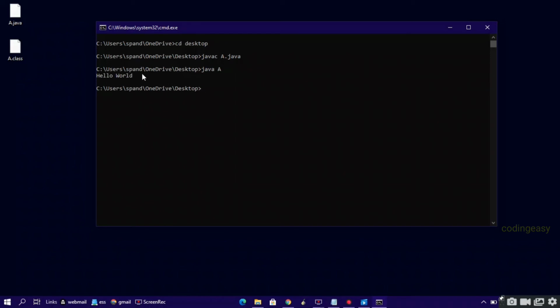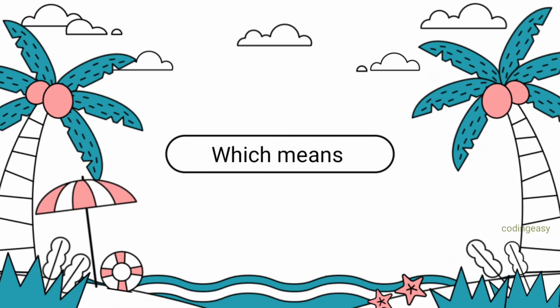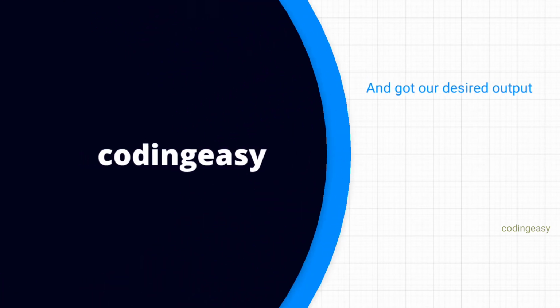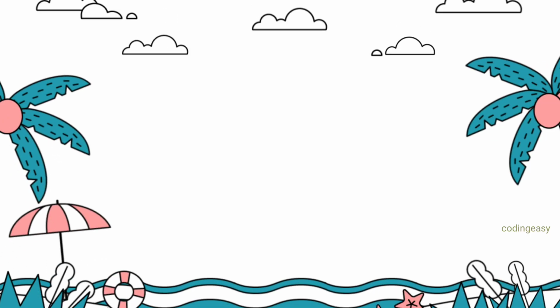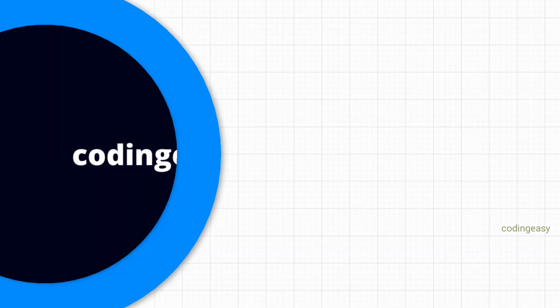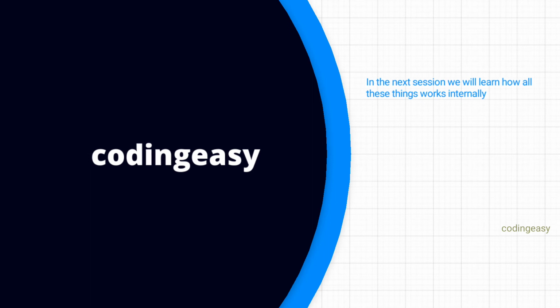Here you can see our desired output is printed, which means we have successfully executed a Java code and got our desired output. Hello World. In the next session, we will learn how all these things work internally.